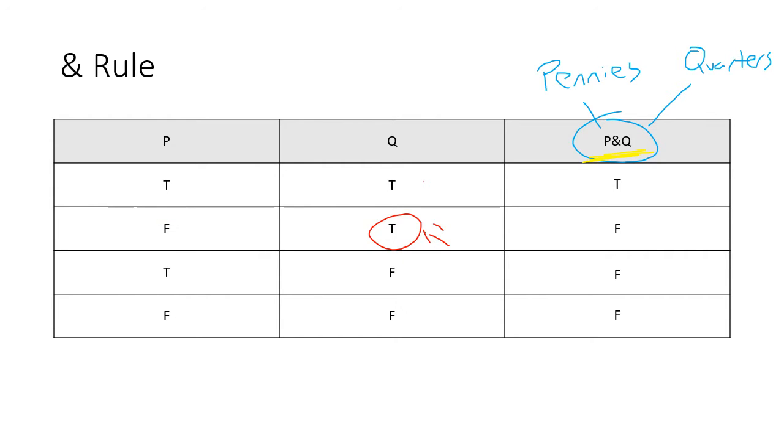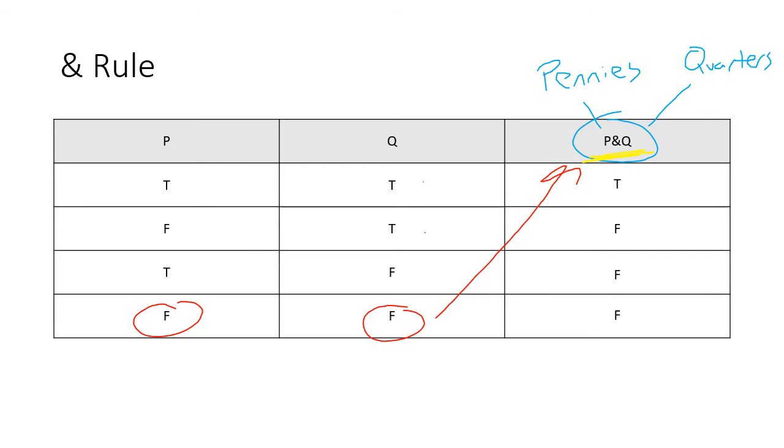And you can sort of see how this plays out with the other ones. Like here, it's true that I have the pennies, but it's false that I have the quarters. So saying something like I have pennies and quarters is false because I don't have the quarters. And then finally, the last one down here is, both of them are false. So if it's false that I have pennies and it's false that I have quarters, it's false for me to say that I have pennies and quarters.